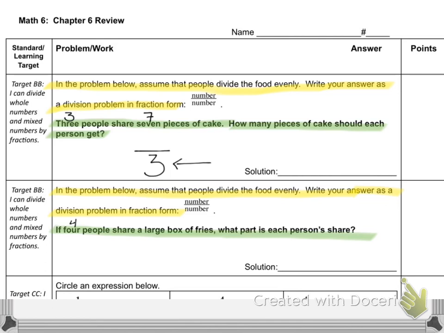4 people share a large box. If you have a large box, that means you only have one thing. Go ahead and set up the fraction in order to solve this problem. Pause the video, answer the question, then hit play.